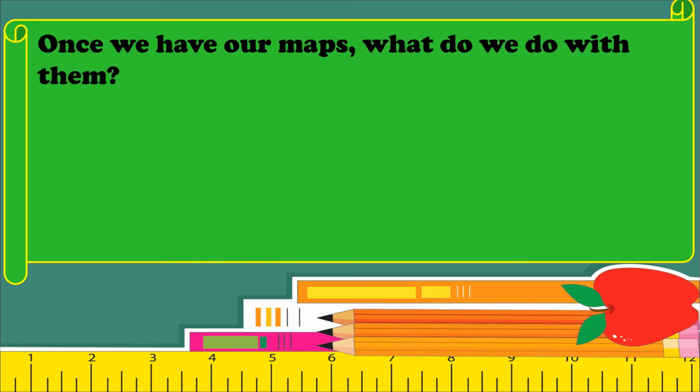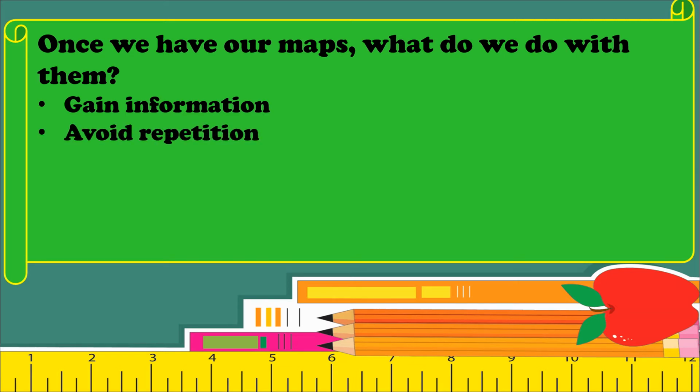Once we have our maps, what do we do with them? Gain information. Underline every place in the map where you learn something new about the operational curriculum. This expands your understanding of your students' experience. Avoid repetition. Recognize the difference between repetition and redundancy. Identify gaps. Examine the maps for gaps in content, thinking processes, skills, and assessment.